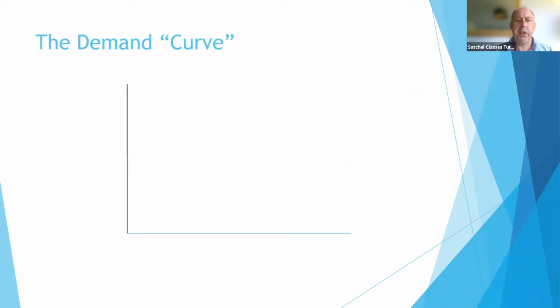So the demand curve, you'll notice we've put it in inverted commas 'curve' because tonight we're going to look at it as a straight line, not a curve. You'll notice we've got two axes. I'm just going to draw on this now. The x-axis here and the y-axis.